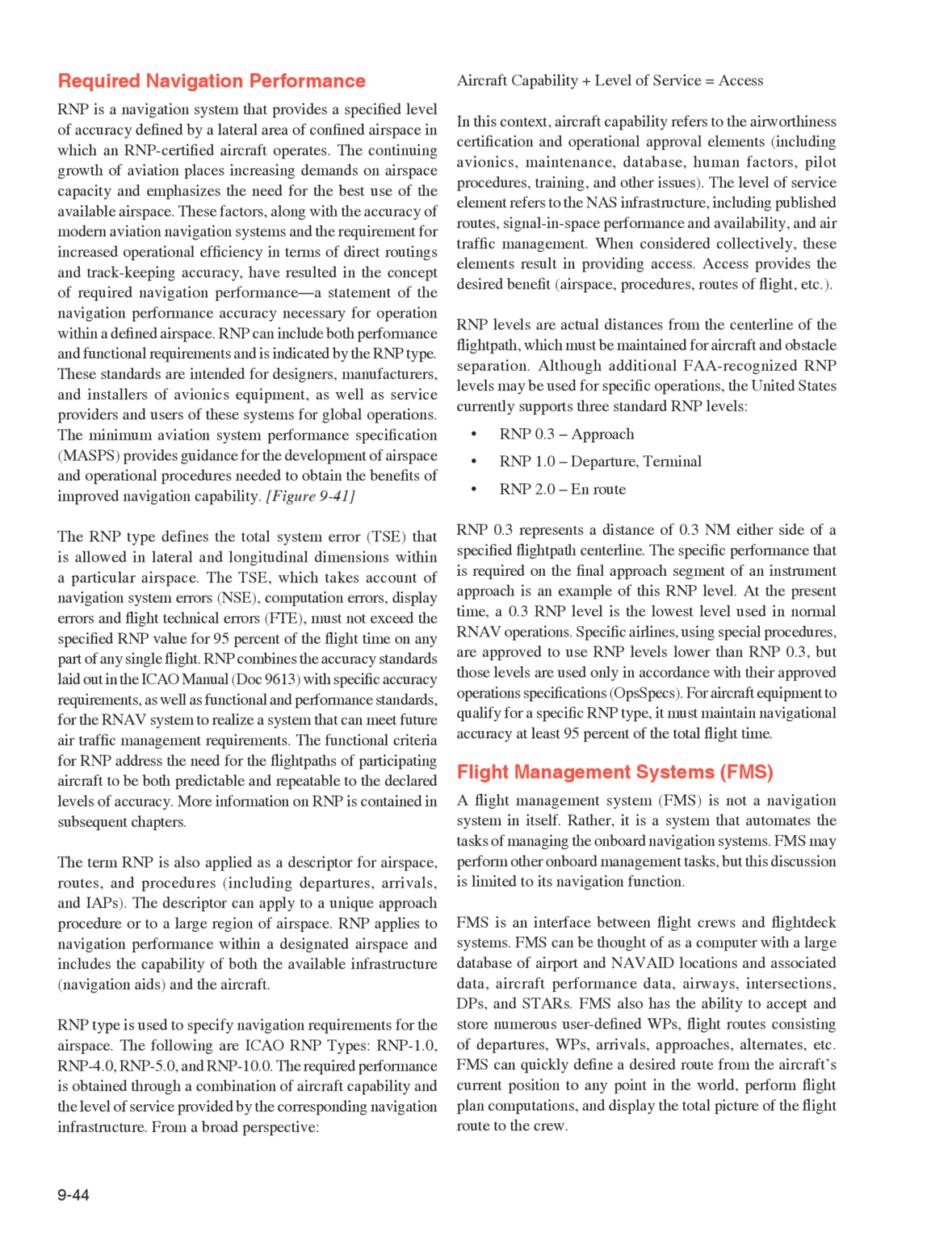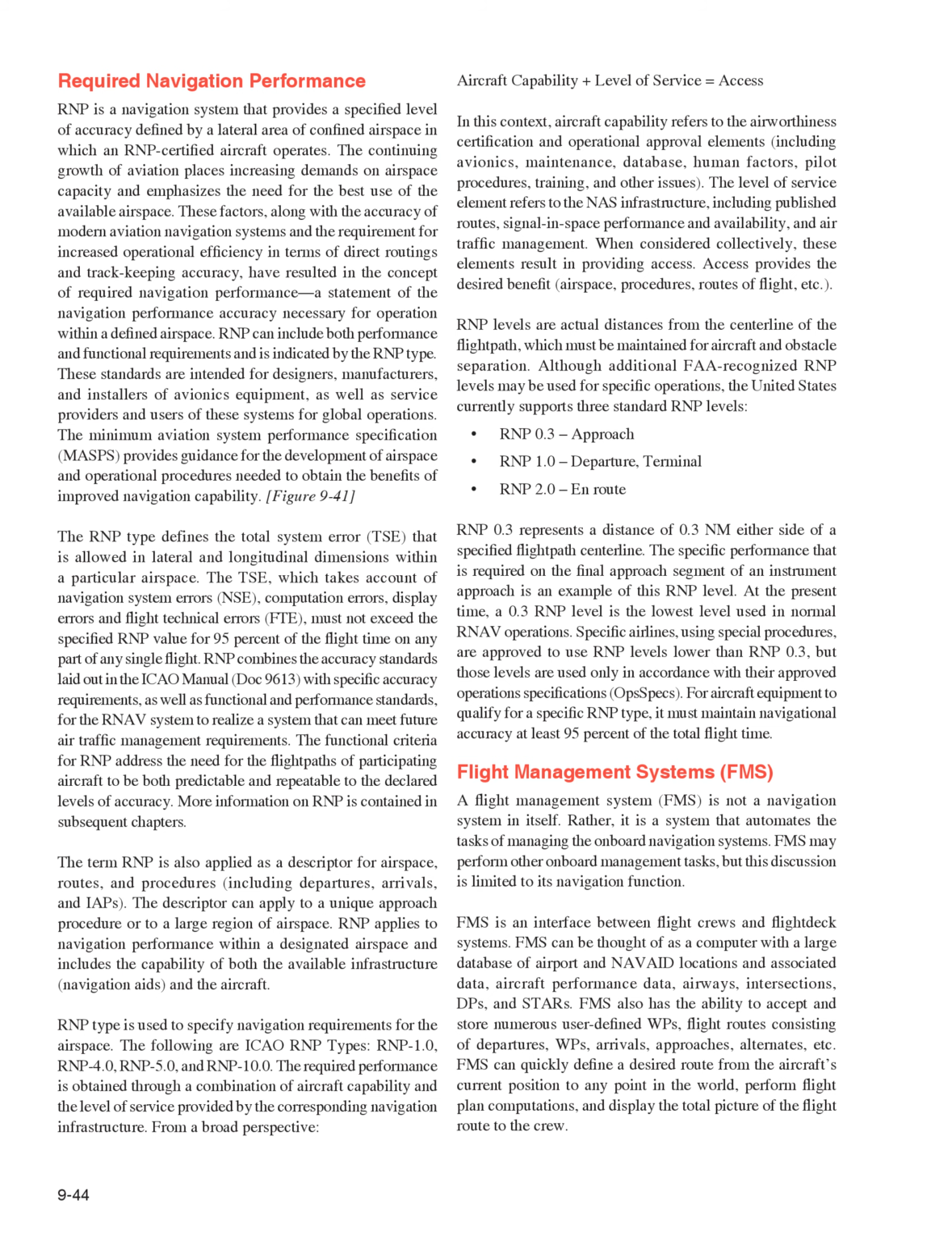The term RNP is also applied as a descriptor for airspace, routes, and procedures, including departures, arrivals, and IAPs. The descriptor can apply to a unique approach procedure or to a large region of airspace. RNP applies to navigation performance within a designated airspace and includes the capability of both the available infrastructure, navigation aids, and the aircraft. RNP type is used to specify navigation requirements for the airspace. The following are ICAO RNP types: RNP 1.0, RNP 4.0, RNP 5.0, and RNP 10.0.